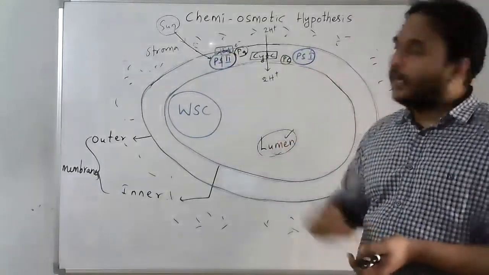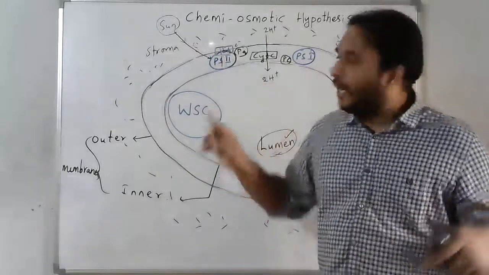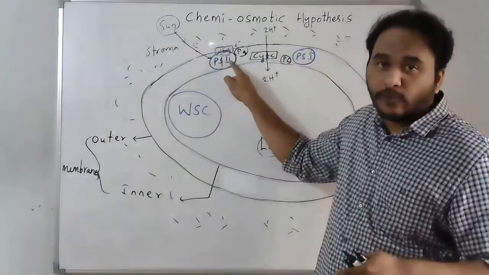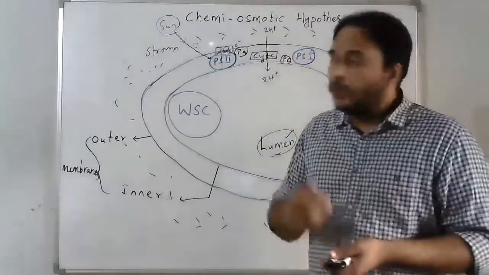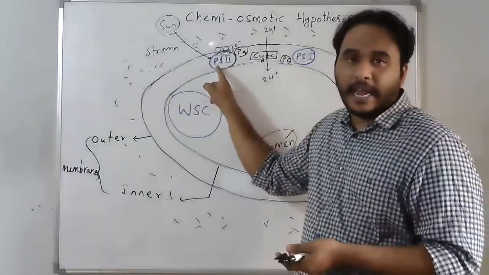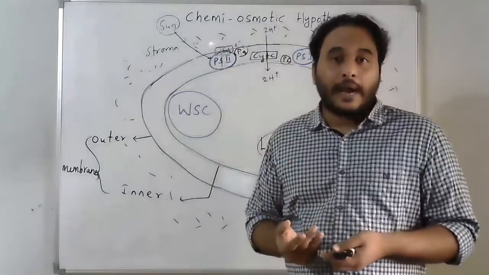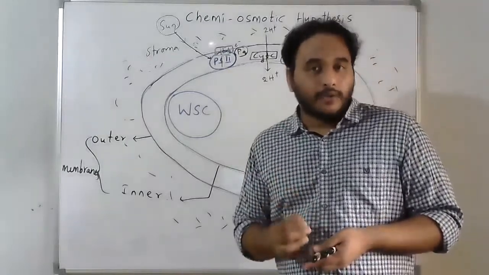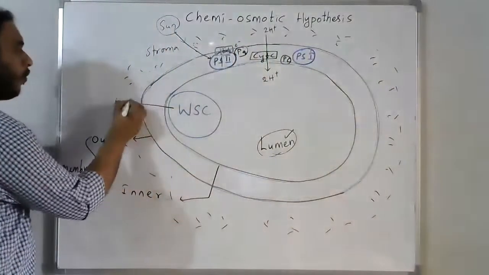And here some electrons will be lost. The electrons will be lost here from the photosystem. And then to compensate for the loss of the electrons, the water splitting is going to happen. That process is also called photolysis of water.